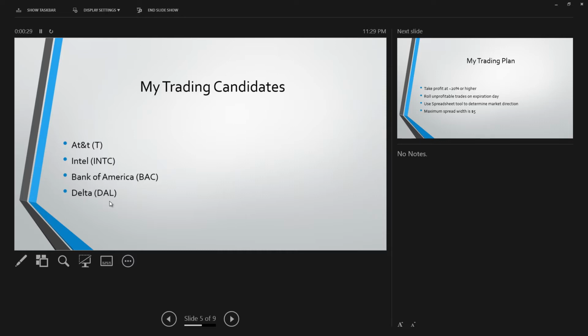I know Delta's probably taken a bit of a hit, maybe more so than the other three on this list due to the coronavirus. But I do like the flow of the chart there, so I've put them on my trading candidate list.